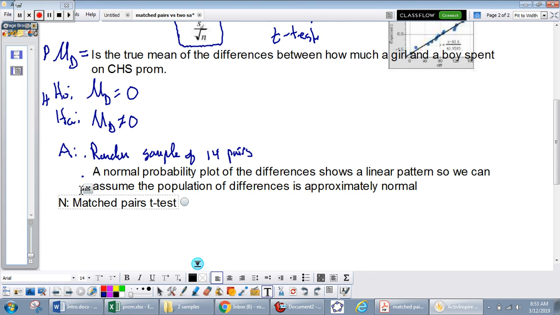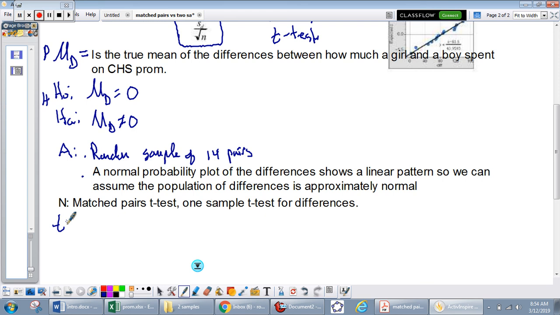You could also call it a one sample t-test for differences. Depending on which name you want to go with. Our test statistic is not anything special. It's still the t-distribution we're talking about means. So now instead of just putting x bar, we put x bar d for the differences. Instead of mu, you put mu d. Instead of s, you put s d over the square root of n.